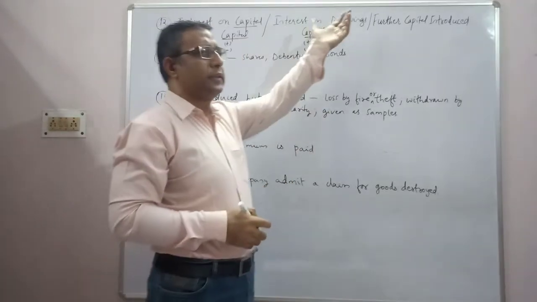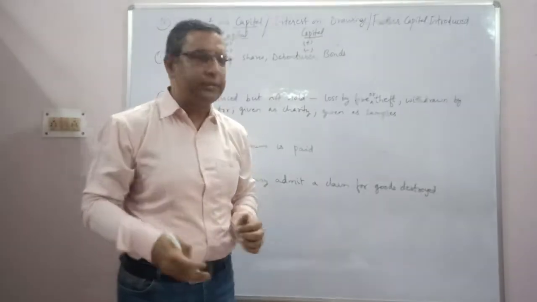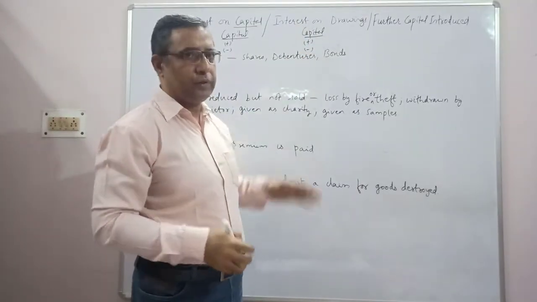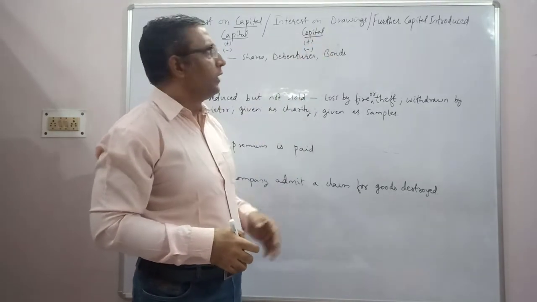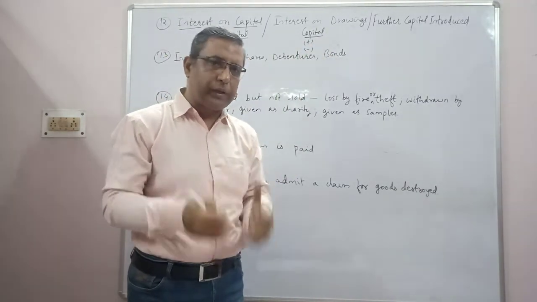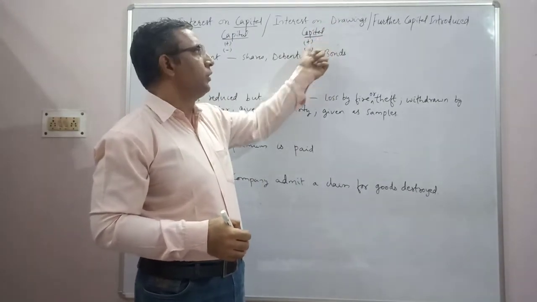Interest on drawing is the interest charged by the business on the drawings made by the proprietor. So it is an income from the business point of view, and therefore it is added in the capital. From the point of view of the proprietor, it is a loss, so therefore his capital is going to be reduced.